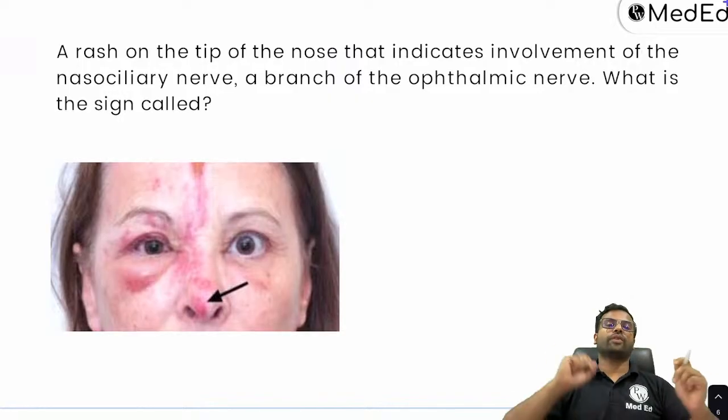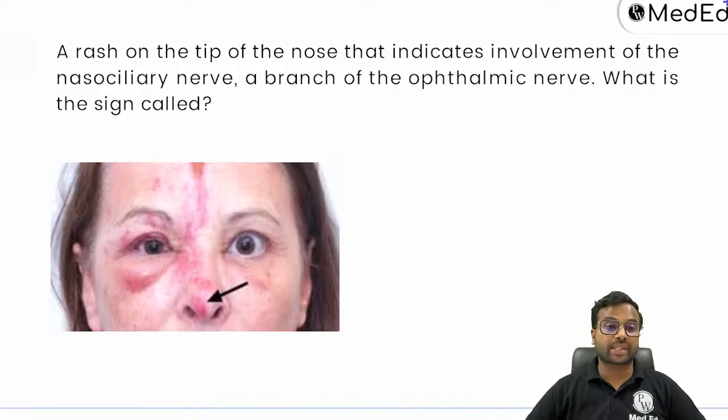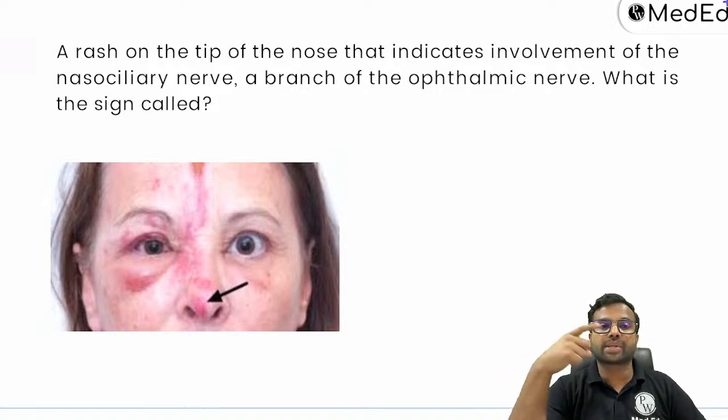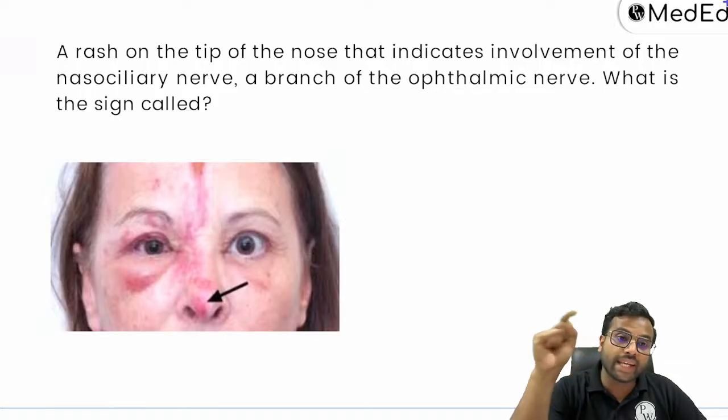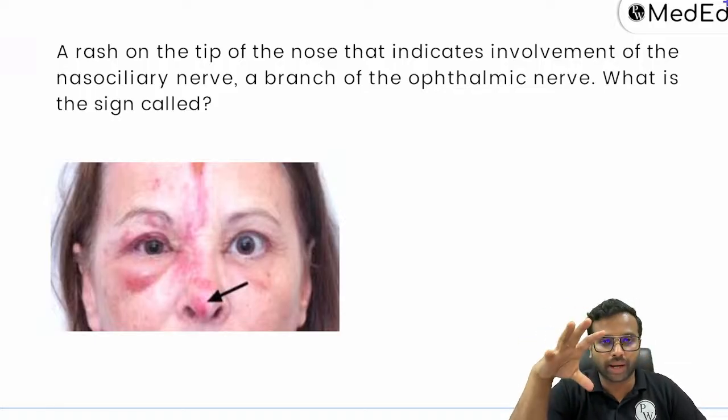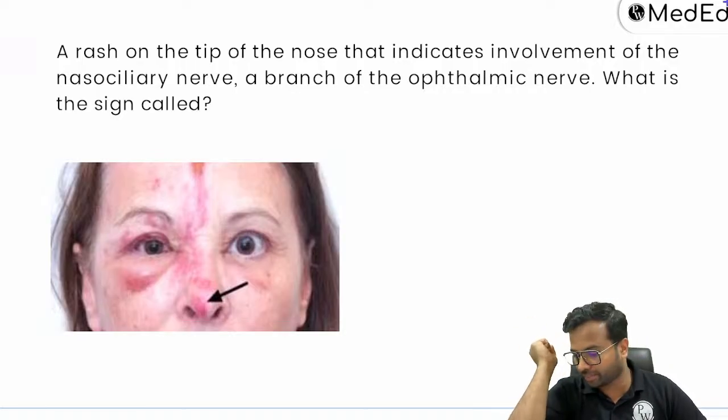Now this is a very specific sign. So let's see what is written. A rash that develops at the tip of the nose. It indicates the involvement of the nasociliary nerve, which is a branch of ophthalmic nerve. What is the sign called?